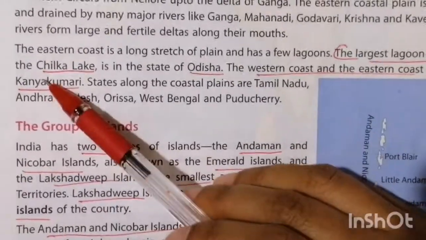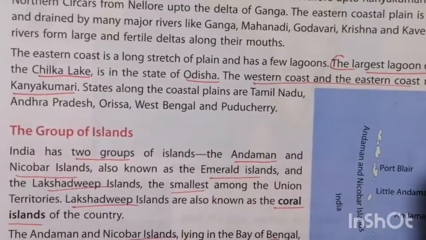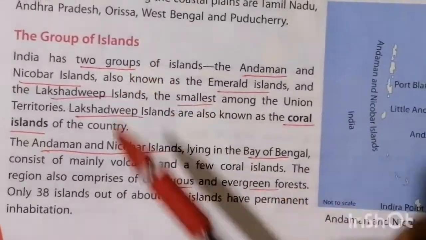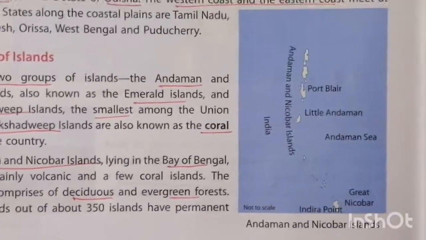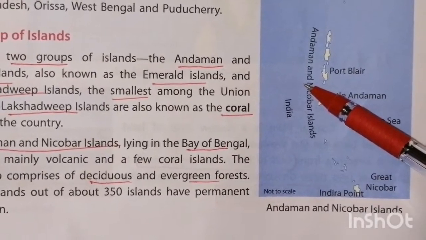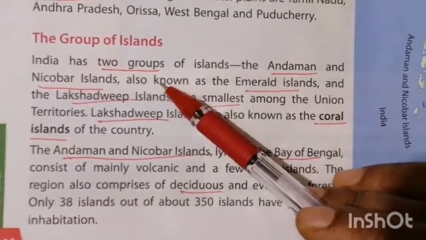Is it clear? So where does the western and eastern coast meet? They meet at Kanyakumari. Okay, now we are going to see about two important islands. One is your Andaman and Nicobar Island, and the next one is Lakshadweep. So which are the two islands?